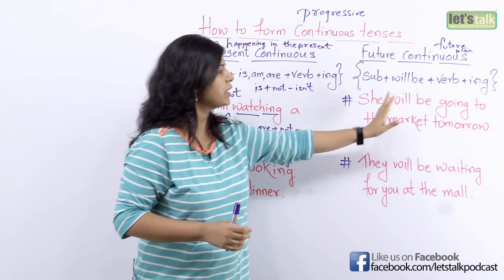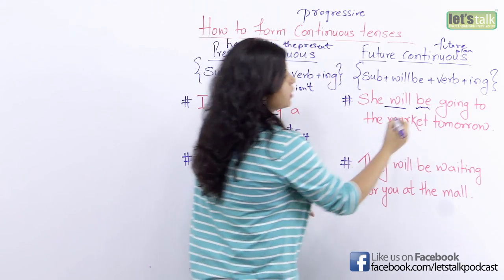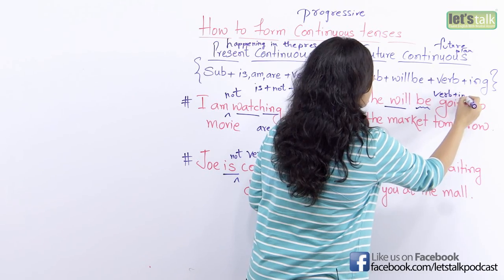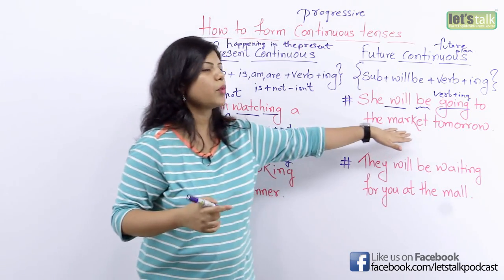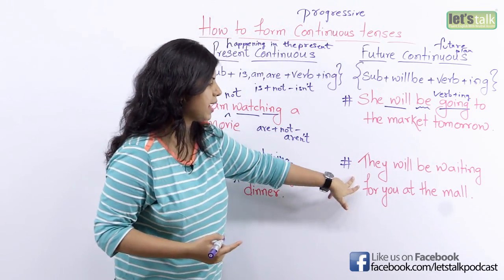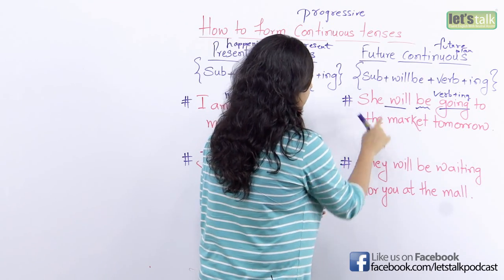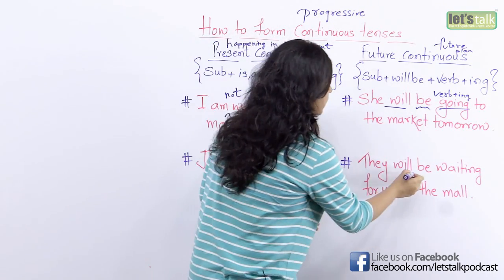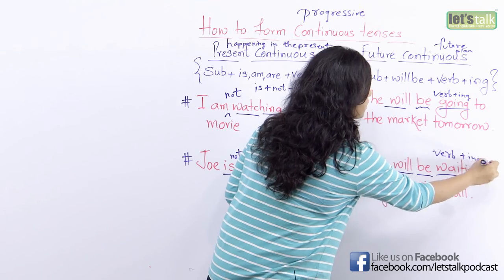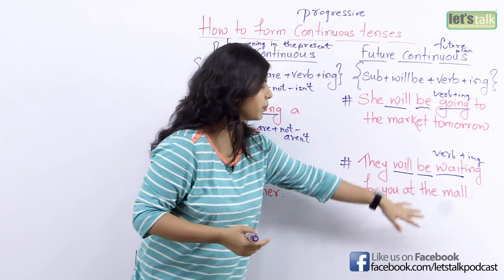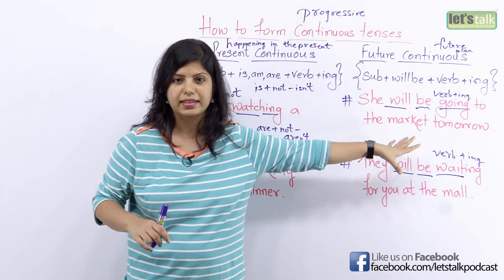So for example, she will be going to the market tomorrow. So if you notice, will plus the all-important be. And I use the verb go plus ing to indicate going, continuous. So she will be going to the market tomorrow in the future. The next example, they will be waiting for you at the mall. So even though over here I've used she, I've used they here. However, remember I told you you will use will be everywhere. You've used the verb wait plus ing to indicate a continuous action. So they will be waiting for you at the mall. So this is how you can make present continuous and future continuous tenses.